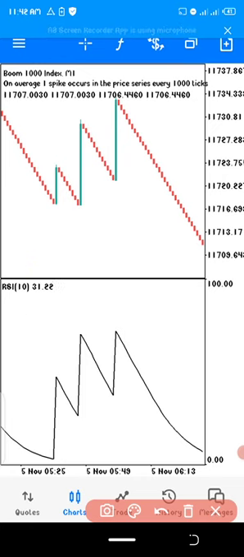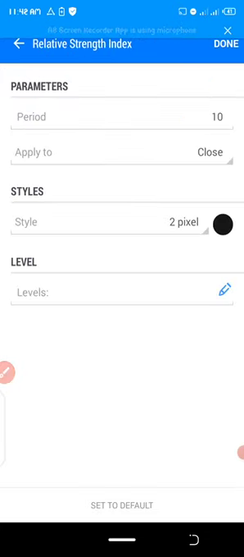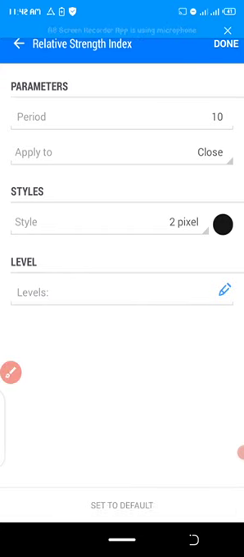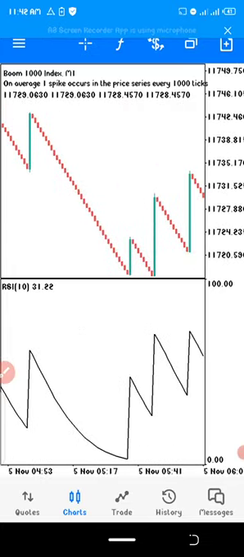Now, as you follow me, let me show you the settings for the RSI so I don't have to do that at the end of the video. This is going to be the settings of the RSI. We have a period that is going to be set to 10, and we are going to be applying to close. All right, the levels are going to remain blank. We don't need any levels, we don't need any lines disturbing us while we are trading with this method. Then click on done, and this is how clean your chart is going to look like.